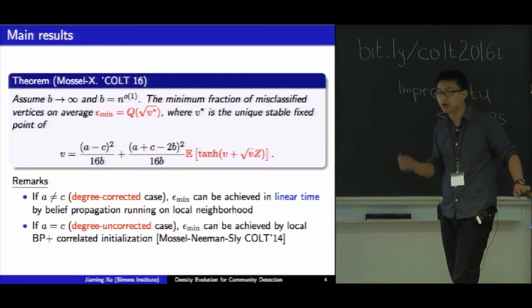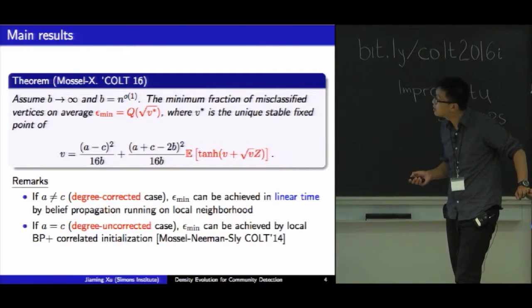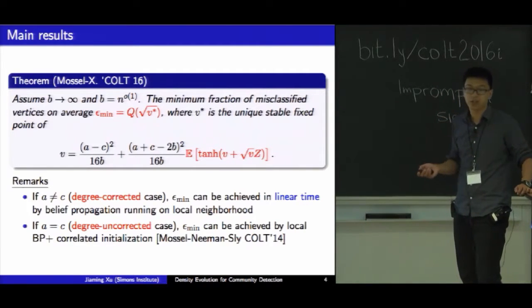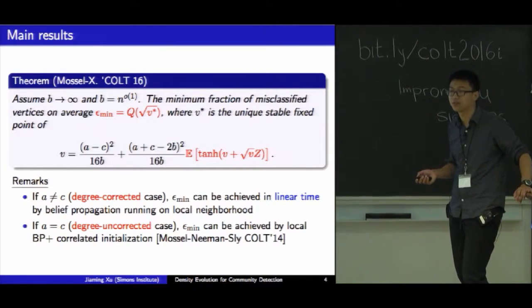So the degrees are correlated with the underlying true community partition. Okay? In this case, the minimum possible epsilon can be achieved very efficiently in linear time using belief propagation running on the local neighborhood of every vertex.